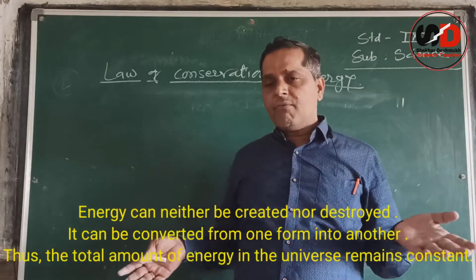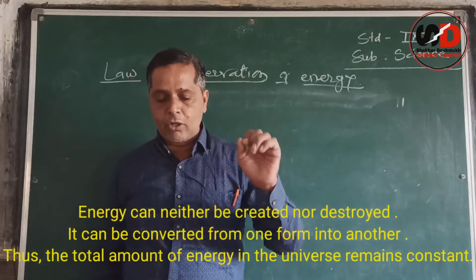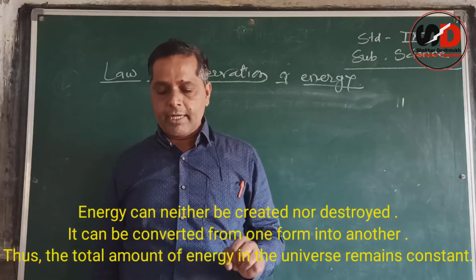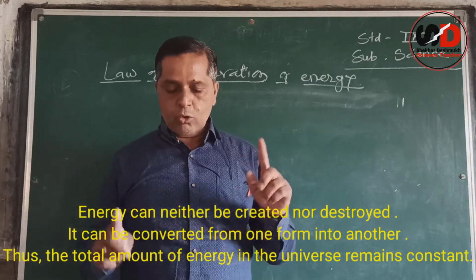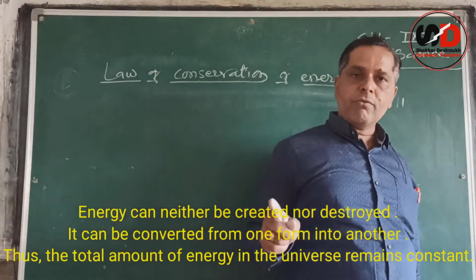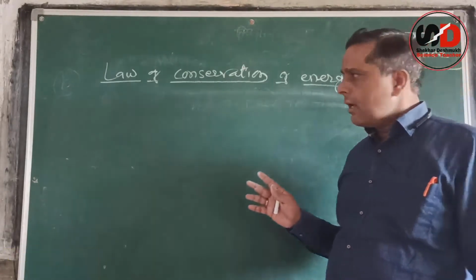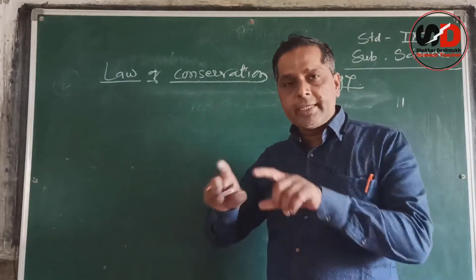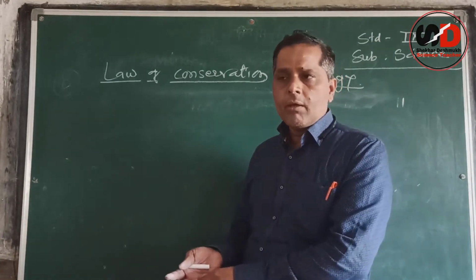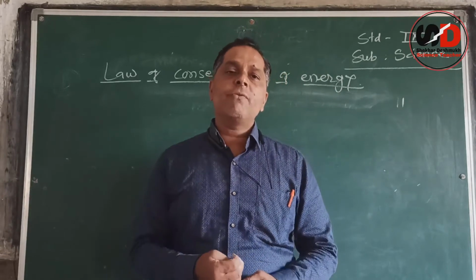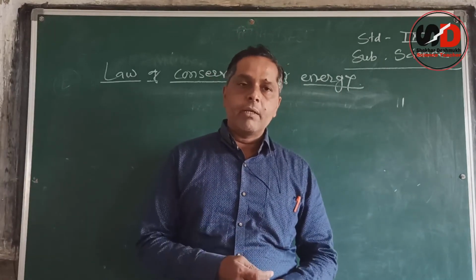So it is a very simple law. Energy can neither be created nor destroyed. It can be converted from one form to another. Thus the total amount of energy in the universe always remains constant. And transformation of energy, the explanation which is given, this is about the law of conservation of energy only. We can prove this law of conservation of energy by a very simple example.